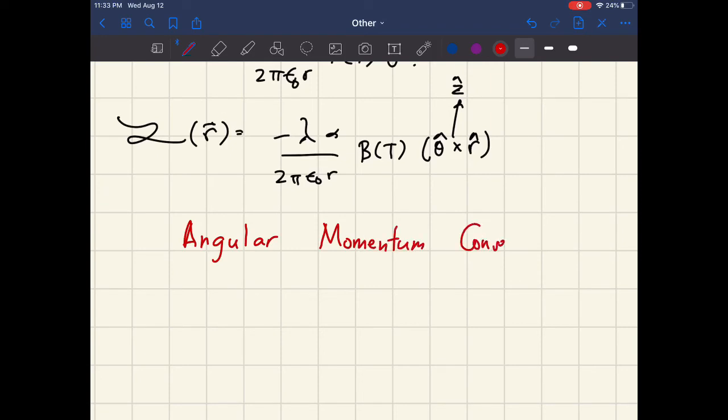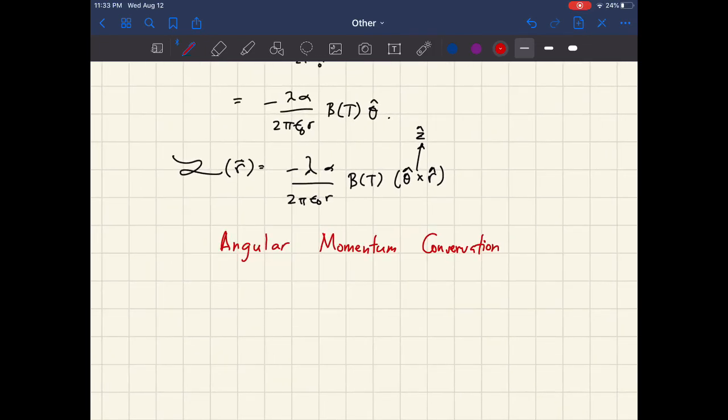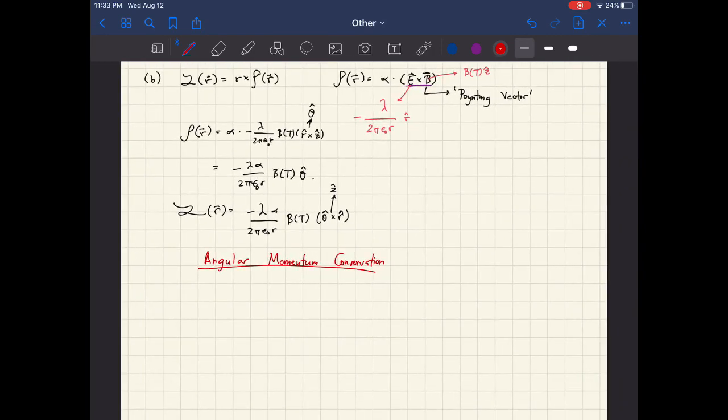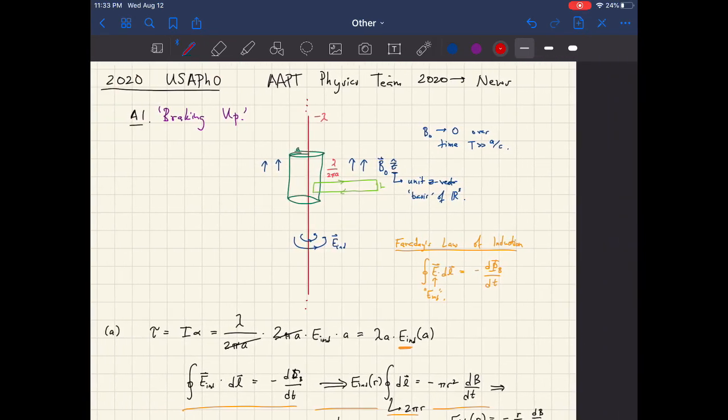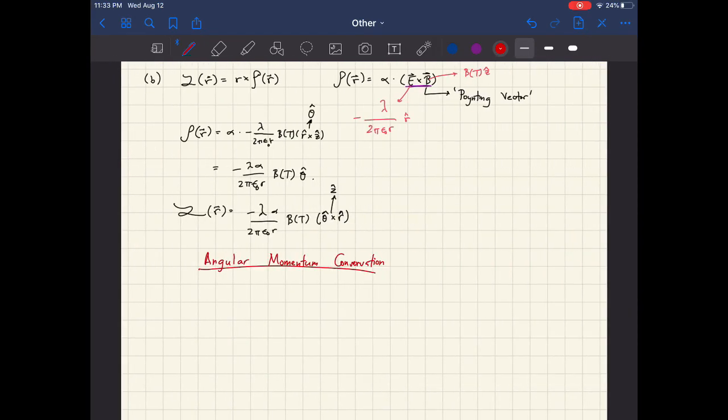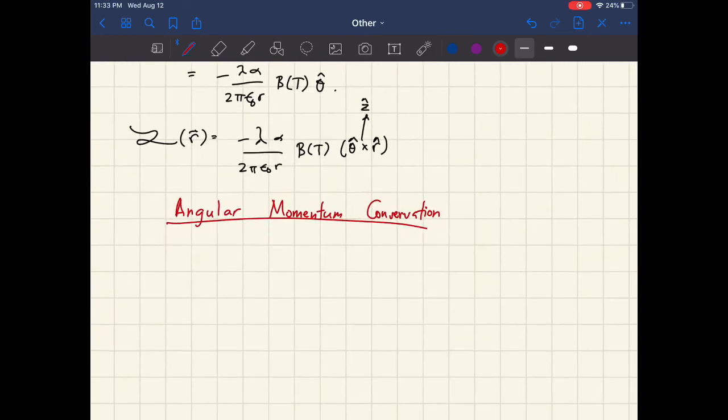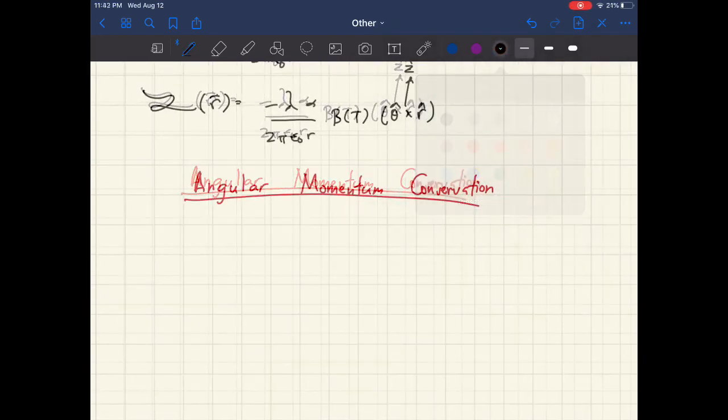And I hope this is interesting to you, because this concept of angular momentum, this electric field having an intrinsic angular momentum, is really cool. You might think initially, oh, this is an apparent violation of angular momentum conservation, but it really isn't, and I think that's pretty cool. In any case, let's move on.